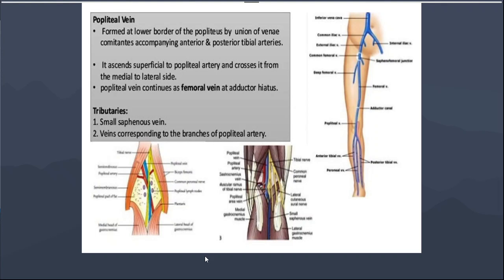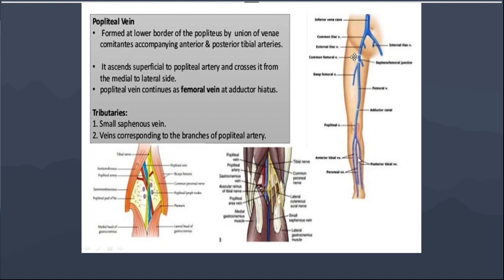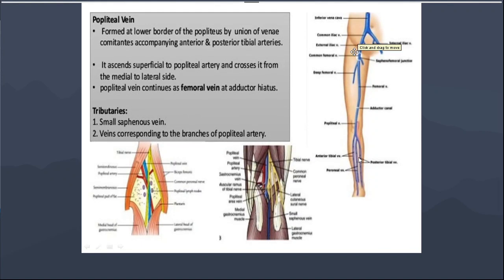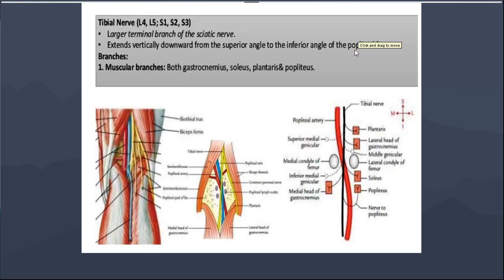Yes. Now coming to the popliteal vein. I am not going to tell you in detail, just remember a little. The popliteal vein is formed by the joining of the anterior tibial vein and posterior tibial vein. The tributaries are the small saphenous vein and the veins corresponding to the branches of the popliteal artery. So this is not so important.